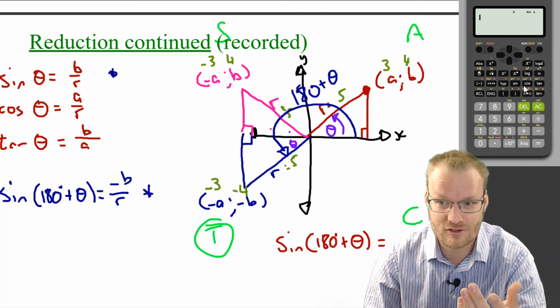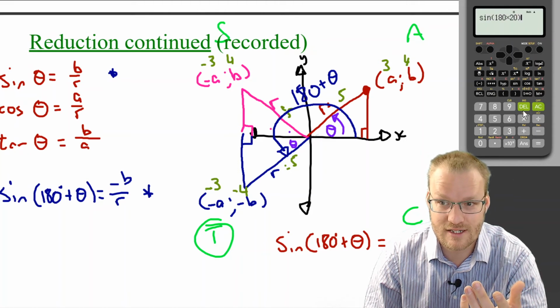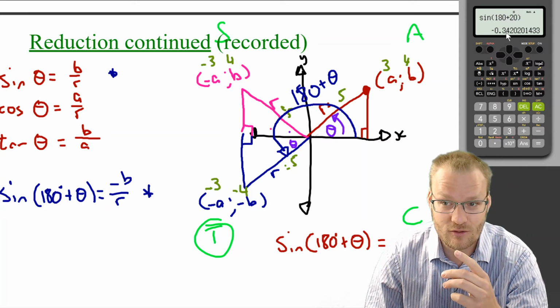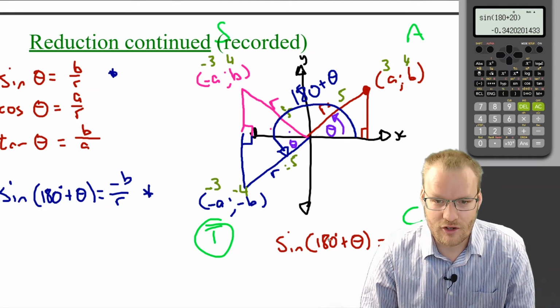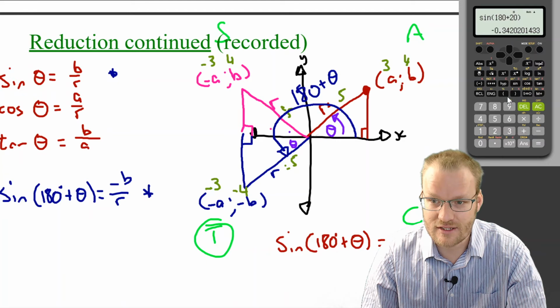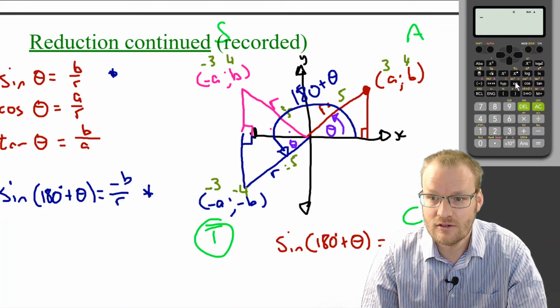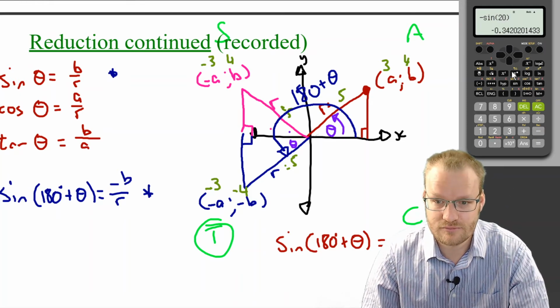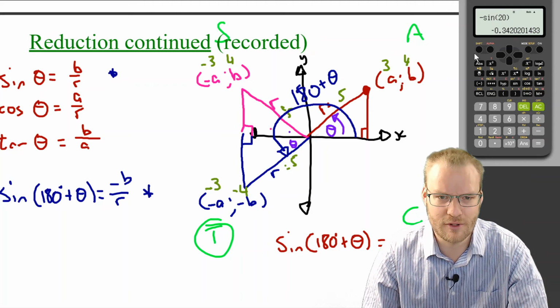So let's just make sure we've got that. Sine of 180 plus 20, negative 0.34. So sine of theta, I'm going to have to make it negative to get the same thing. So negative sine of 20 should give us the same answer. And there it is, negative 0.34.